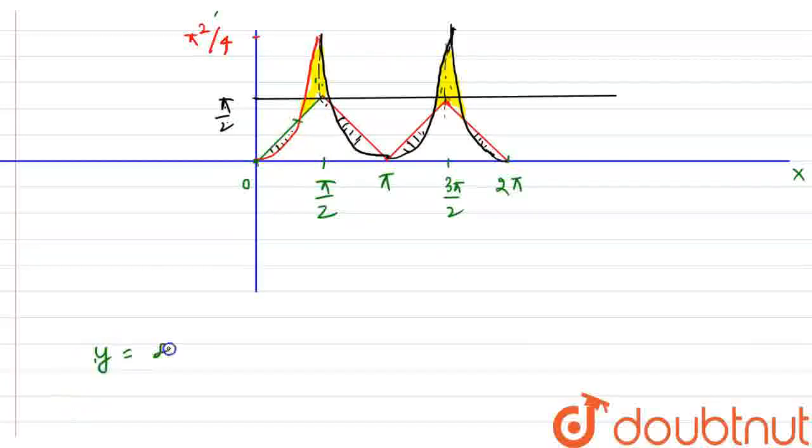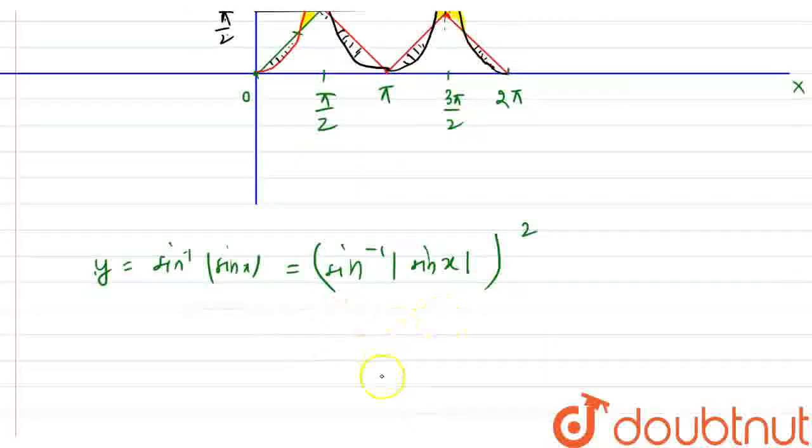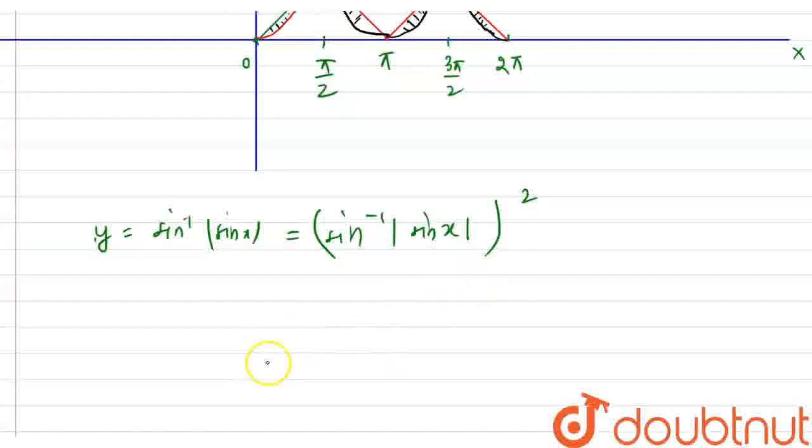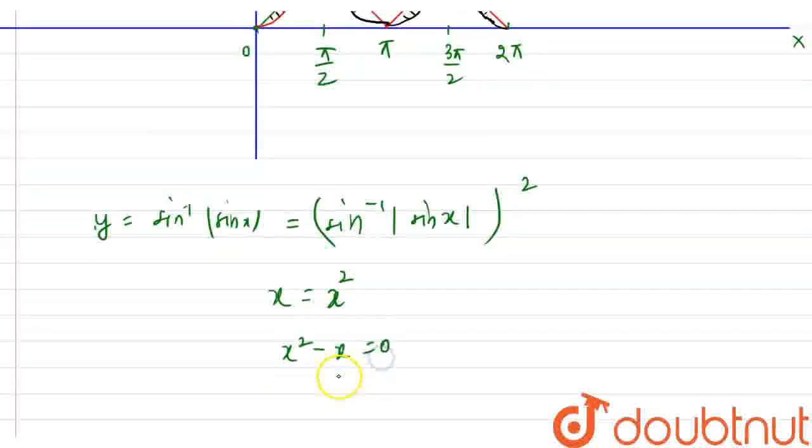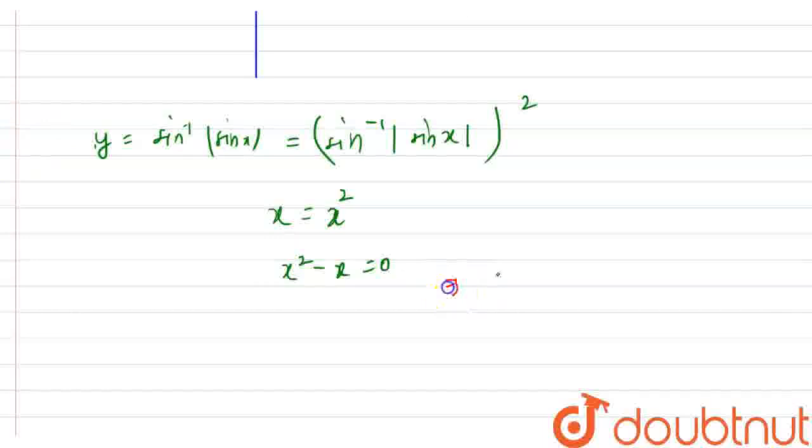That's why y equals sine inverse of the modulus of x should equal the square of sine inverse of the modulus of x. This should be equal to this. From here, if you see, x should be equal to x square. And x equals x square is only possible, let me write this, when x equals 0 and x equals 1 only. When we take x common, we are left with this, and this will happen.